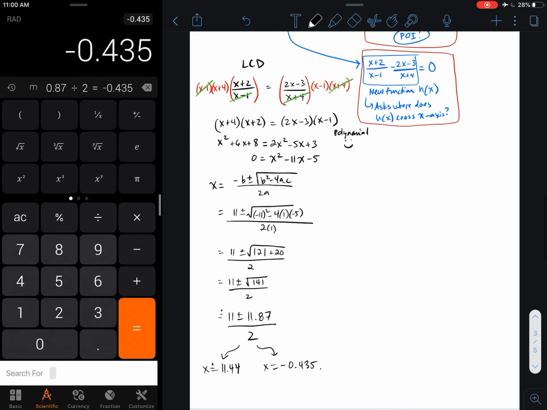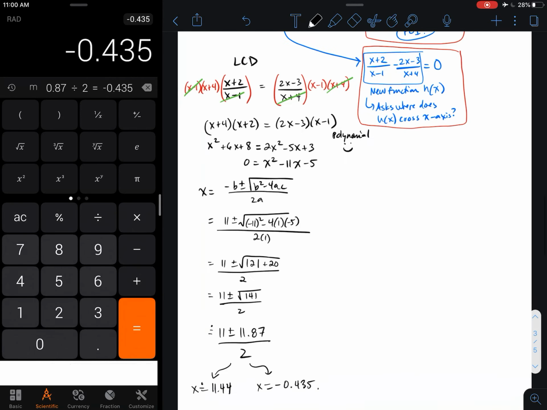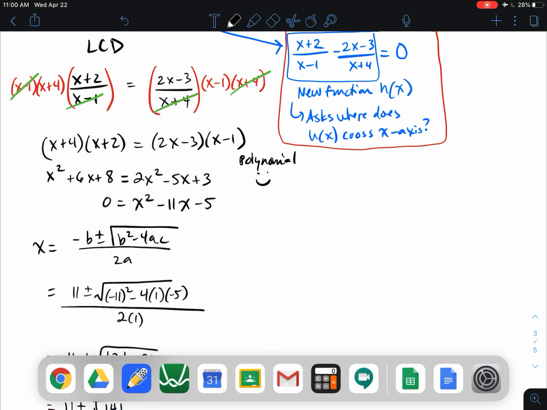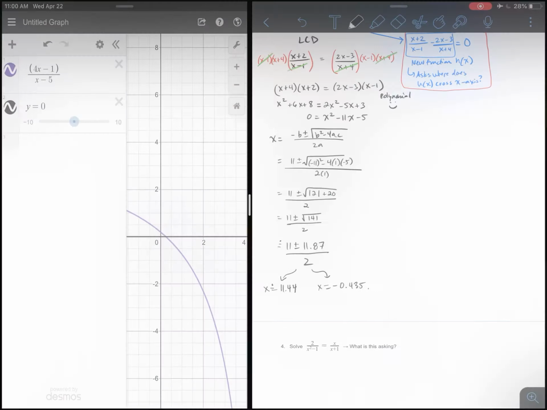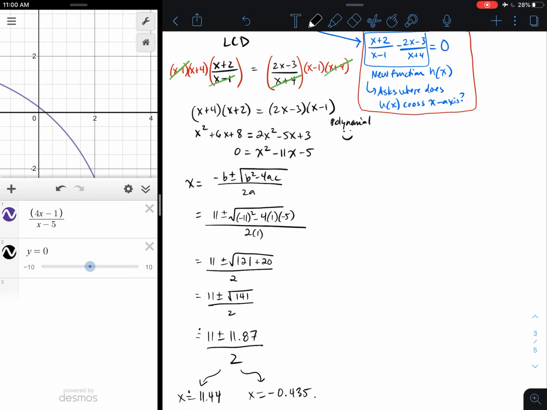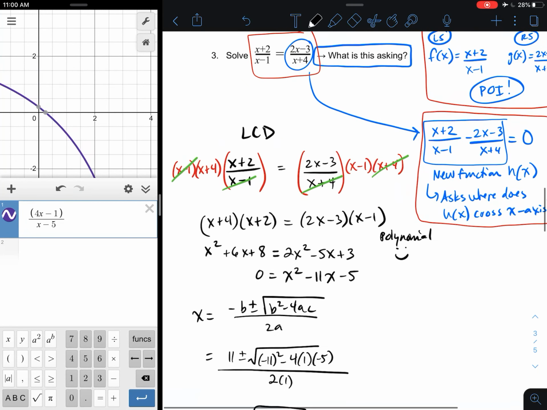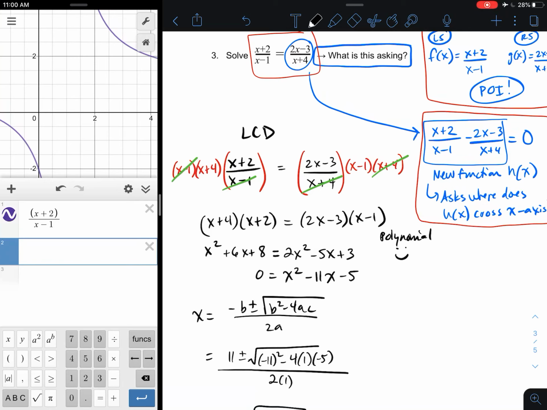Okay, so now let's just look at the graph and see if we still agree with the work that we got there. So I'm going to close the calculator and open up Desmos at the same time as my note here. Okay, so our question was this. This is the way that we dealt with it: we looked at when is x plus 2 over x minus 1, when is that function equal to 2x minus 3 over x plus 4.